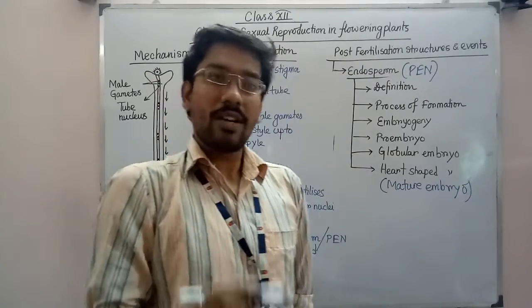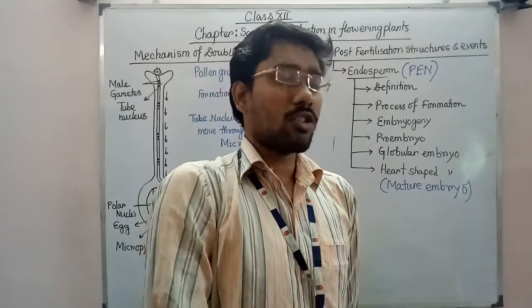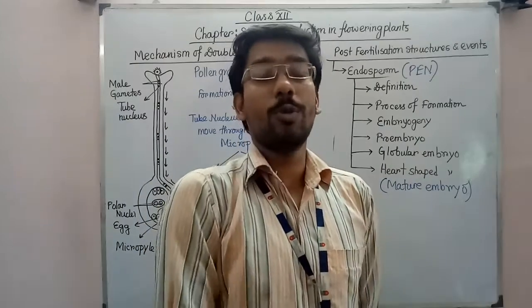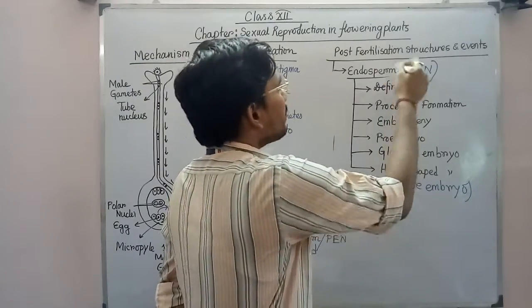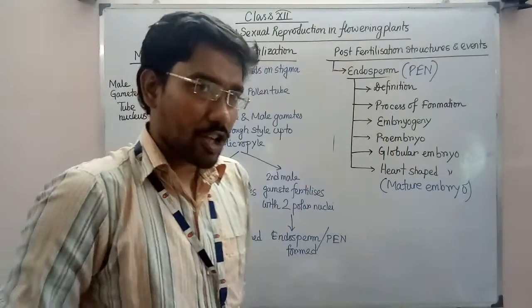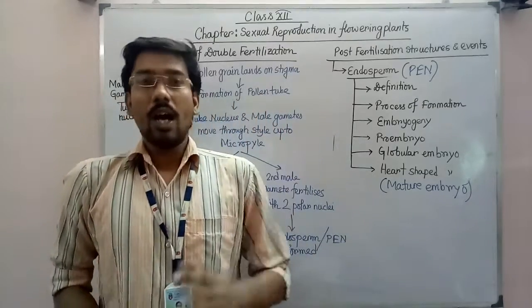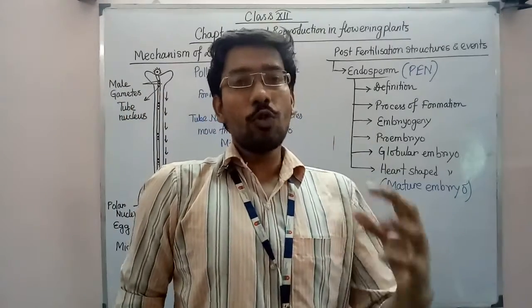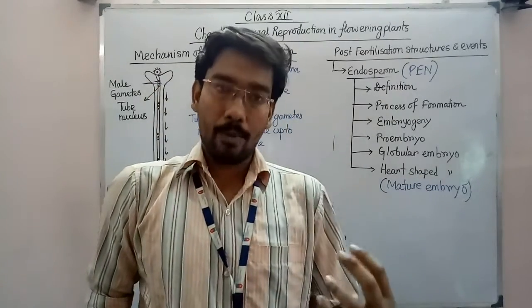Here, the first point is endosperm. More points are also there, that is the structure of fruit, structure of seed, structure of embryo. Those points we will discuss in the next video. Today, in this video, we will discuss only the endosperm. What is the definition of endosperm? If it is asked, our answer will be: endosperm is the stored food content within the seed, which provides nourishment to the growing embryo.